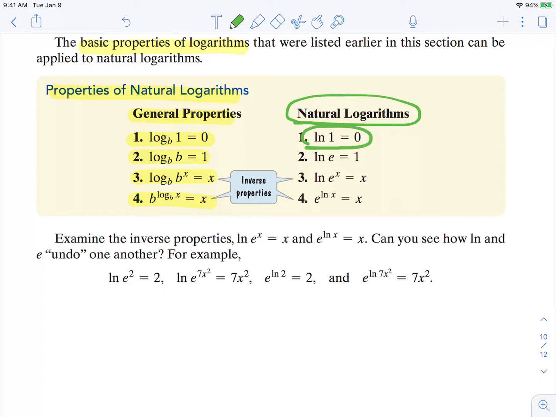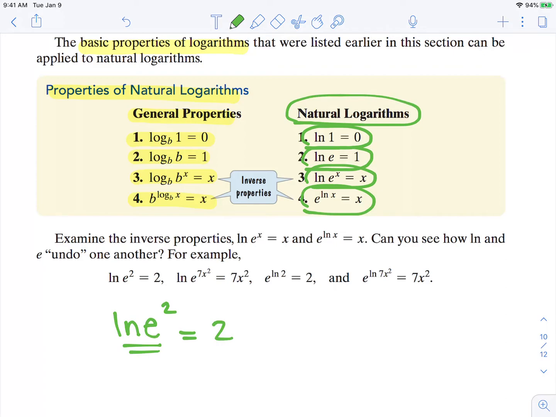So the natural log of 1 equals 0. The natural log of e equals 1. These two are inverses of each other, so you get x. Here are some examples below. The natural log of e squared: these two undo each other, and we're left with 2.